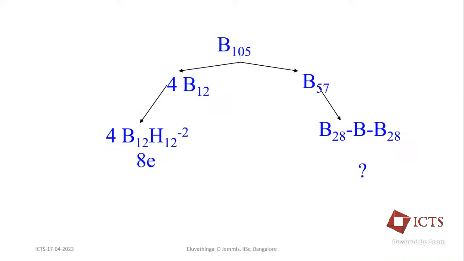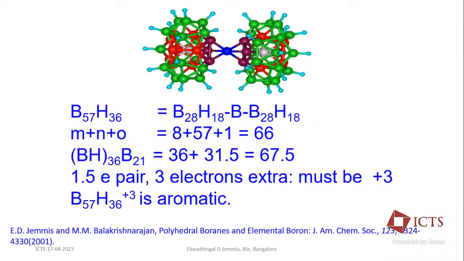So we come back to this and ask, what happens to this when we look at this rule? I didn't explain the rule because it is kind of trivial. M is the number of polyhedra, N is the number of actual vertices, O is the number of polyhedra connected through a single atom. But if you do this exercise, B57 at 36 should be a +3 charge species.